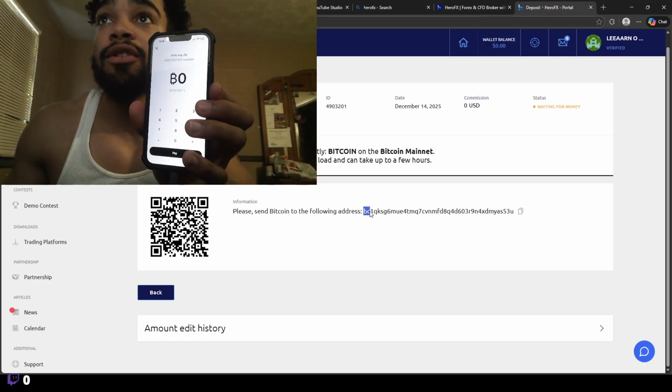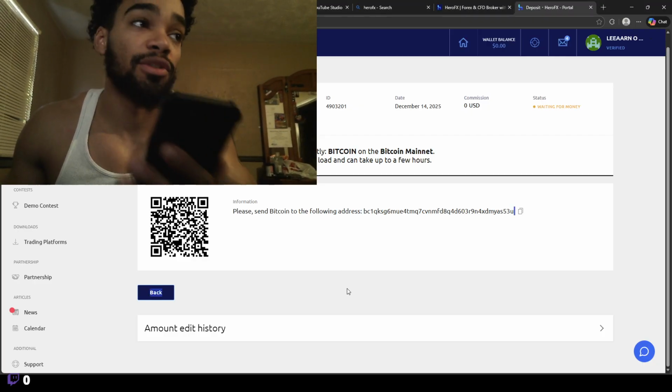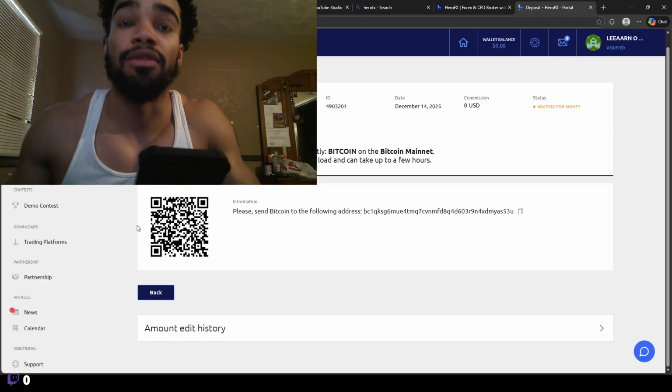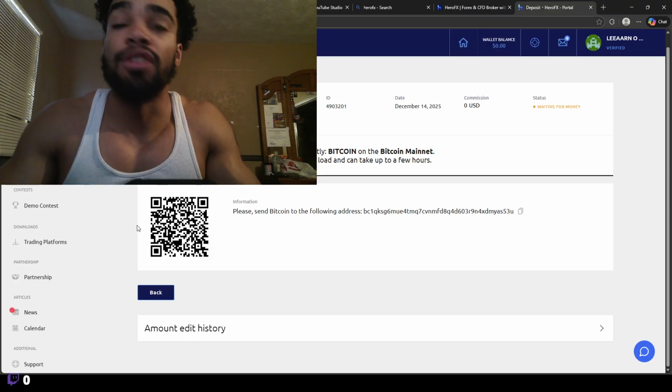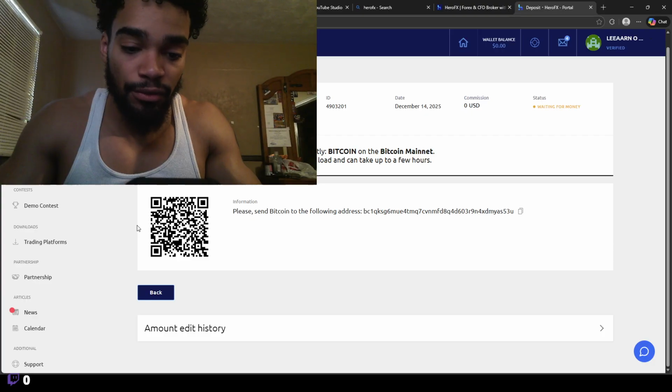But this is the address. You could copy that. My address, right? Don't use that. It's going to send it to me, and it's not even going to work because it's looking for one transaction. It's going to shut it off. So that literally does nothing for you guys. It can only receive.